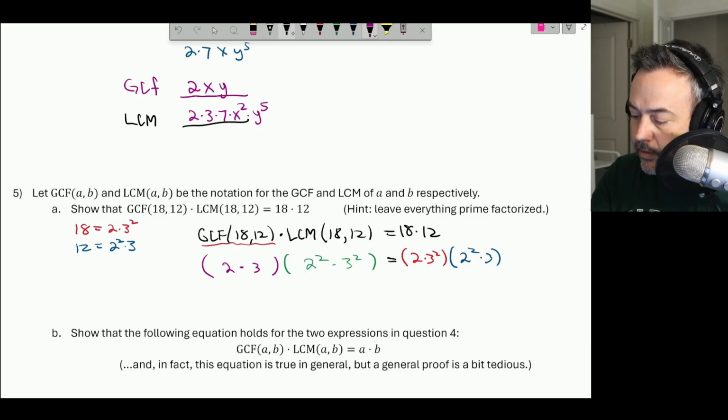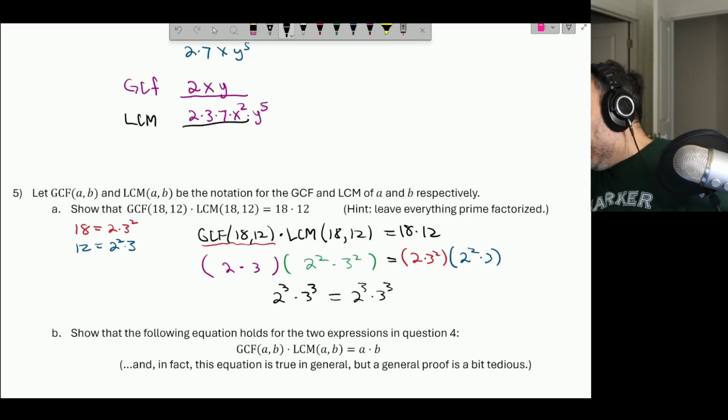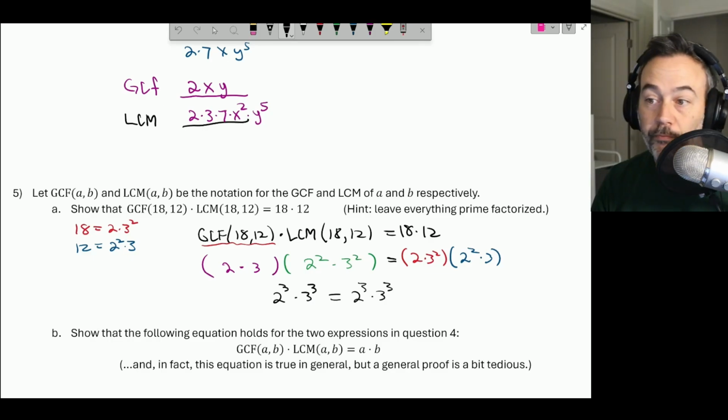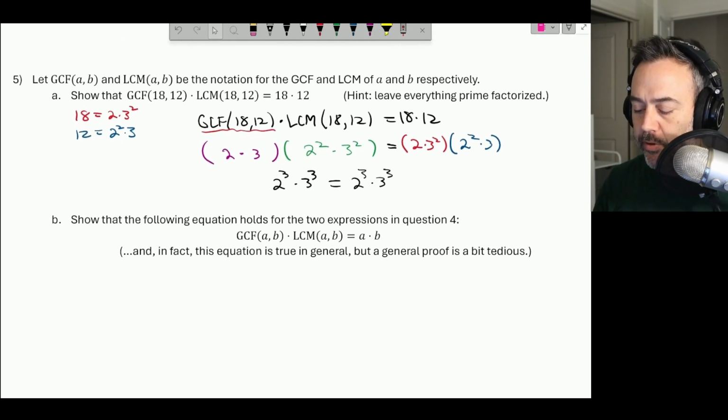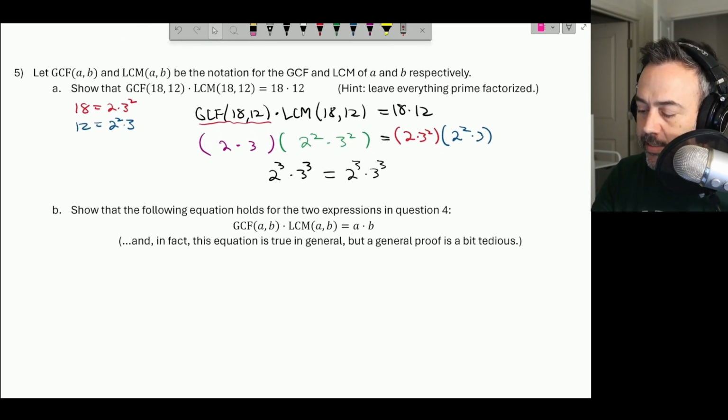So we get 2 to the power of 3 times 3 to the power of 3 is equal to 2 to the power of 3 times 3 to the power of 3. That's all there is to this. I was trying to get you to think about factors and prime factors. Let's show the exact same principle, but with the stuff from question 4.